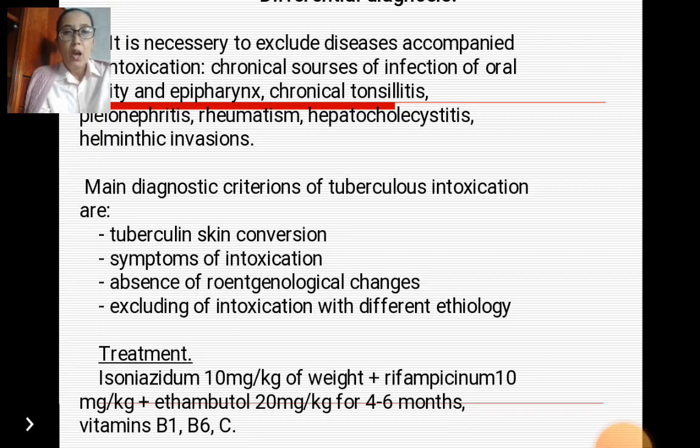It is necessary to know how to make diagnosis of tuberculosis intoxication. There must be positive tuberculin skin test. There must be symptoms of intoxication. There must be absence of roentgenological change, and it is very necessary to exclude intoxication with different etiology. Only with these four symptoms we make a diagnosis of tuberculosis intoxication.